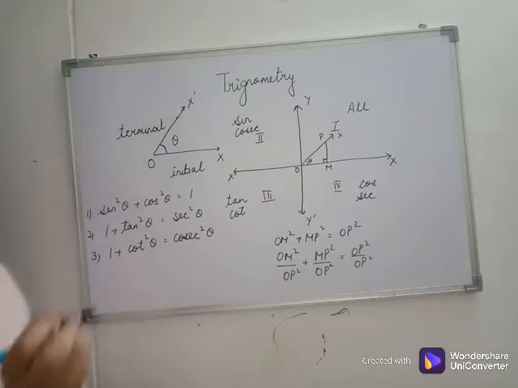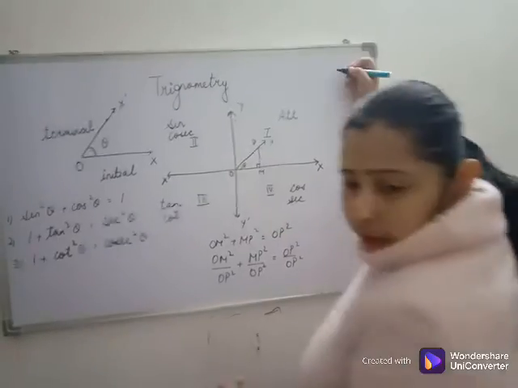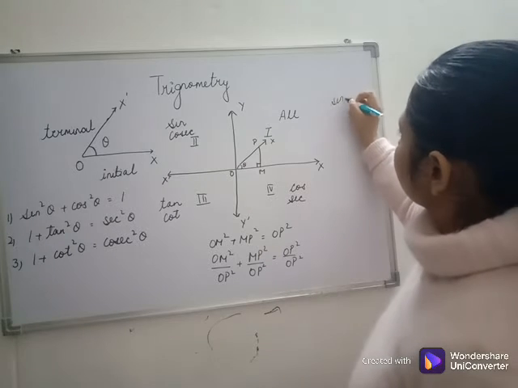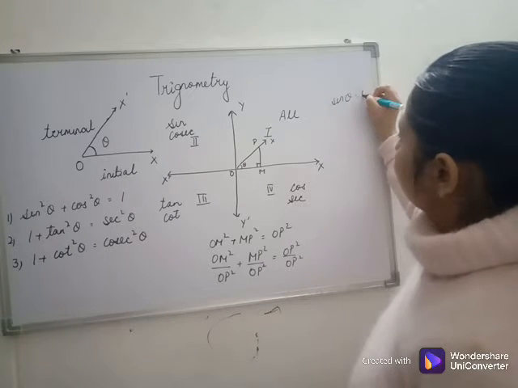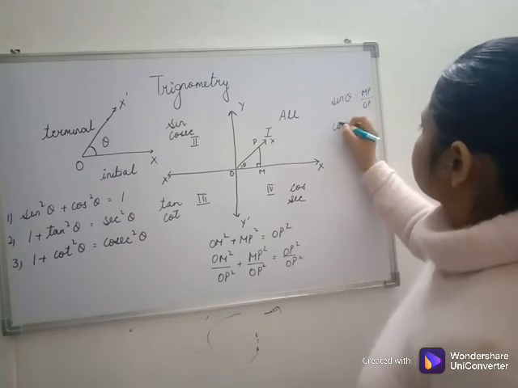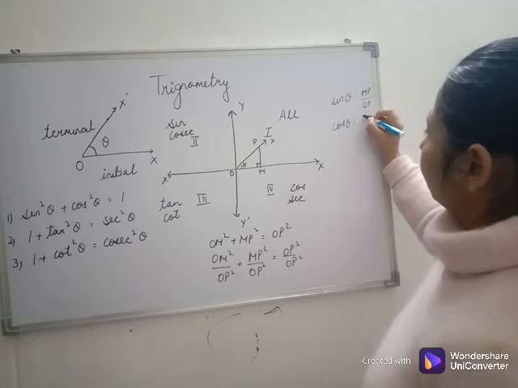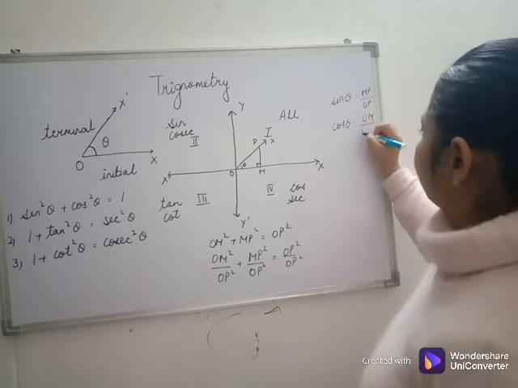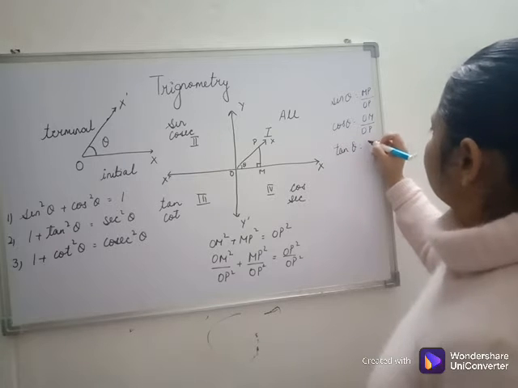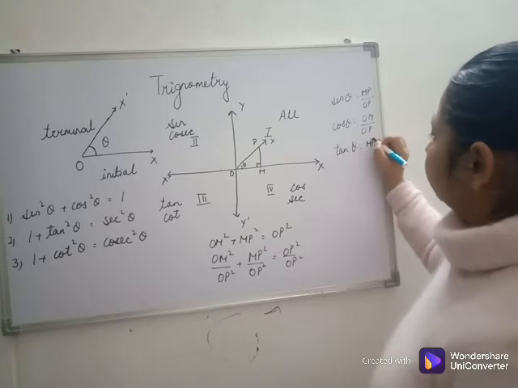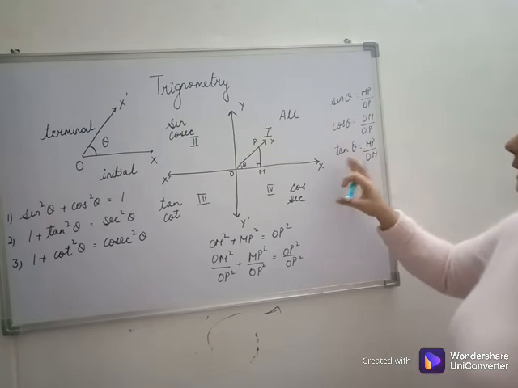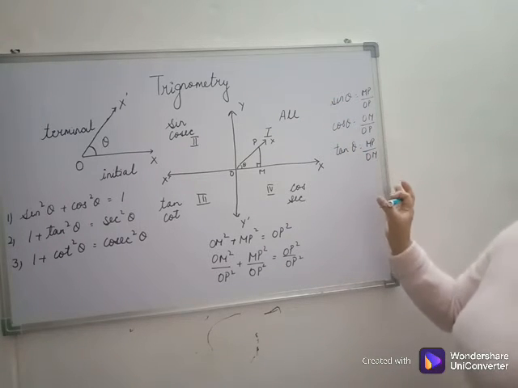If you remember, let me write it over here, that sine theta is equal to MP by OP. Cos theta we have OM by OP, and tangent theta we have MP by OM, and cosecant, secant and cot are just the reciprocals.